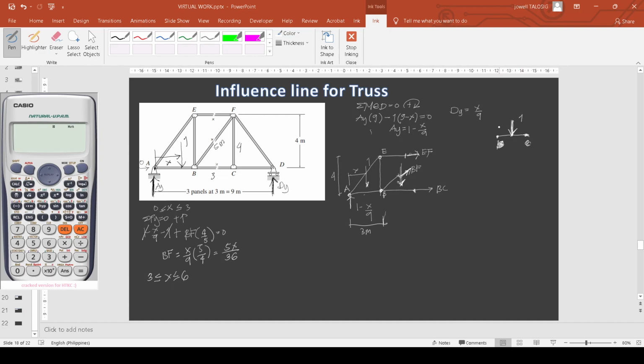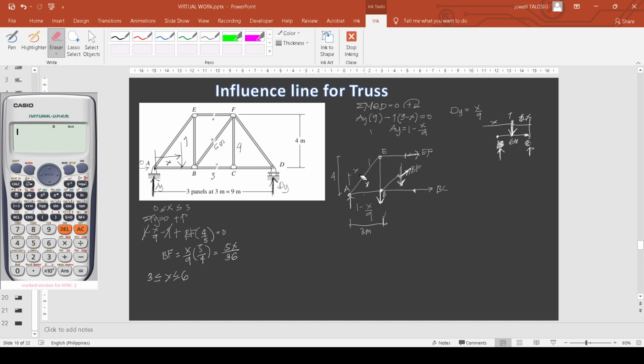Ito yung 1 natin. So, this is X mula sa point A. So, this is 6 minus X. Okay, 6 minus X. Ito yung 1 natin. Okay, this is 6 meters. Meron tayong reaction dito, and then dito. So, yun yung ilalagay natin sa point B. Okay? Dito.